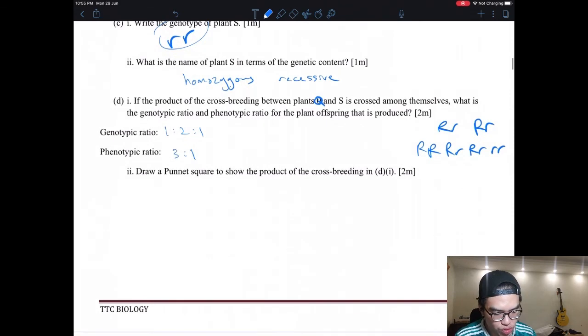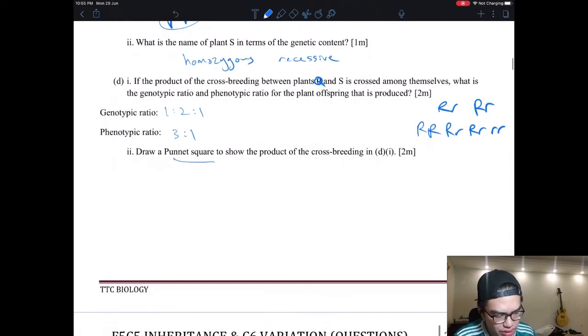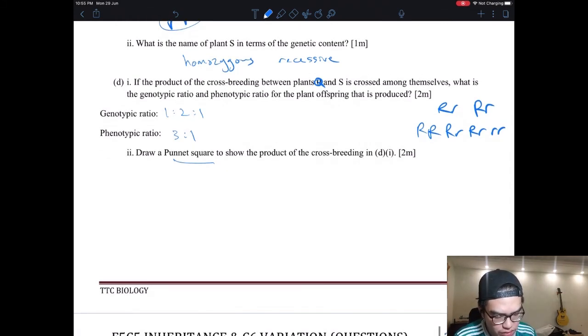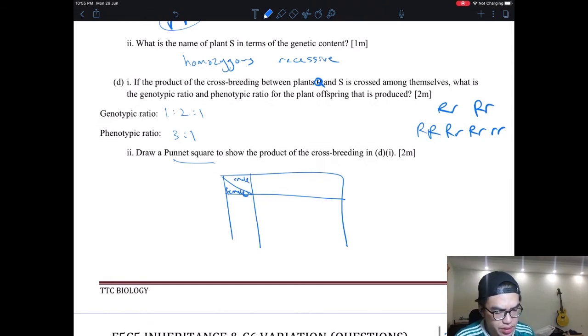Draw a Punnett square. This is not a dihybrid cross, so you don't have to draw a Punnett square, but since they ask for it, you just draw one. Draw it like this. This is the male, this is the female. So you have R and R here, same thing, R and R here. So this is big, small, small.